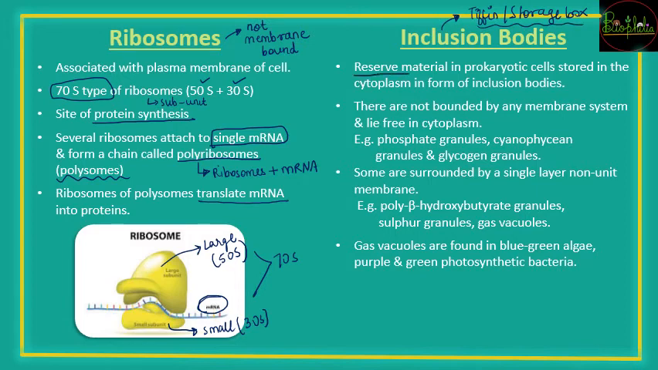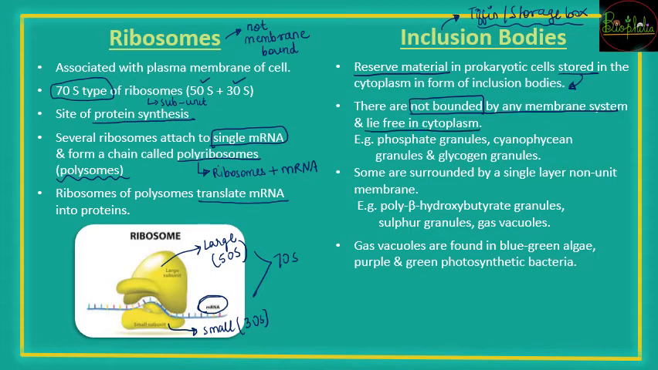So these are going to be the reserve material storing substances. So all that reserve material is going to be stored in the form of inclusion bodies. So these are not going to be bounded by any membrane system. Since it is not bounded by any membrane, उसी की वजह से these are going to be found in prokaryotic organisms. अगर इनके पास membrane bound होते तो वो प्रोकैरियोटिक में नहीं होकर यूकैरियोटिक के पास होते. So these are going to lie non-bounded and free in the cytoplasm. So ऐसे जो bodies है जो bounded नहीं है, and these are lying free in the cytoplasm, these have these examples.